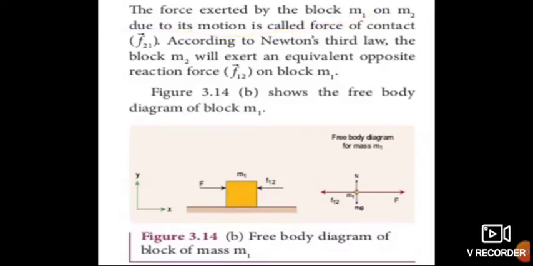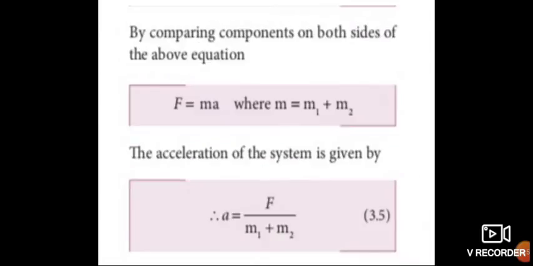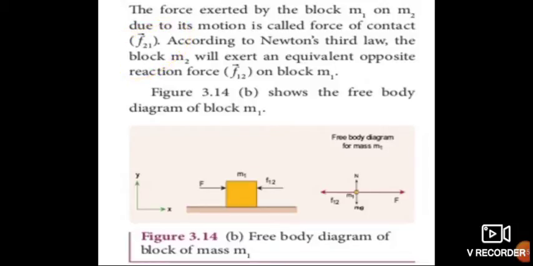The force exerted by the block m1 on m2 due to its motion is called the force of contact. When the force F acts on the first body, the first body pushes on the second body, so there is a force called the force of contact, the vector F21, the force acting on the second body due to the first body. According to Newton's third law, the block m2 will give an equal and opposite reaction force, the vector F12.